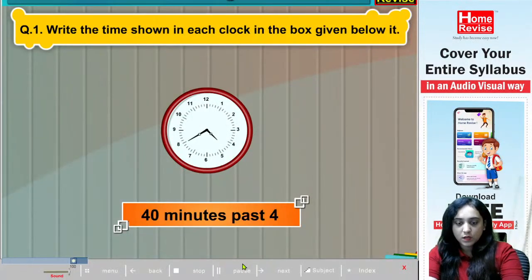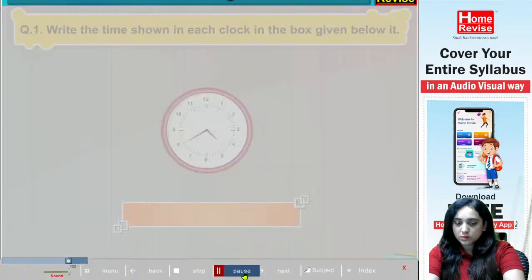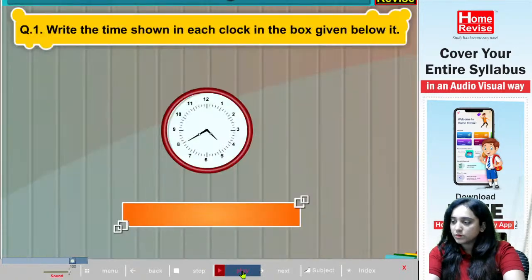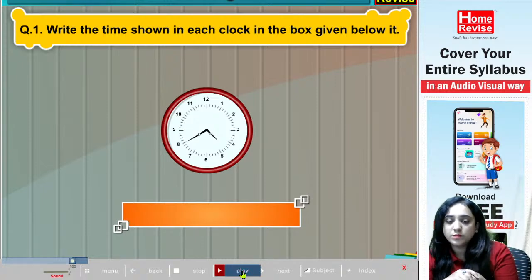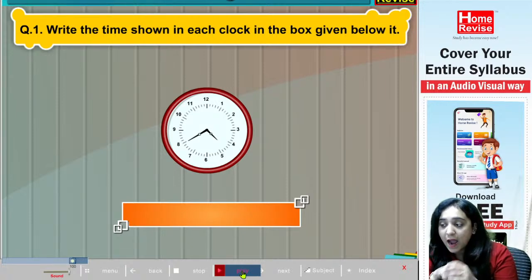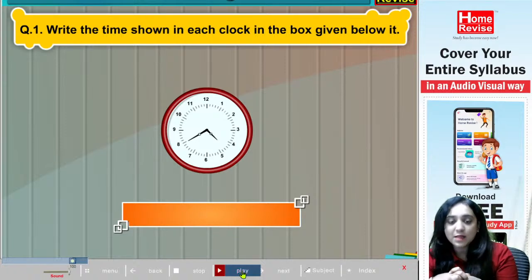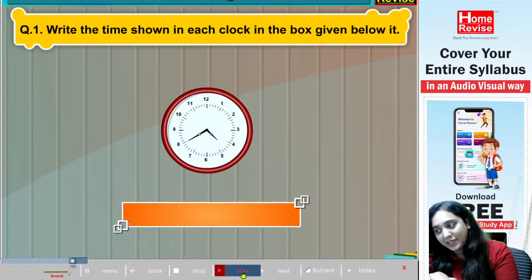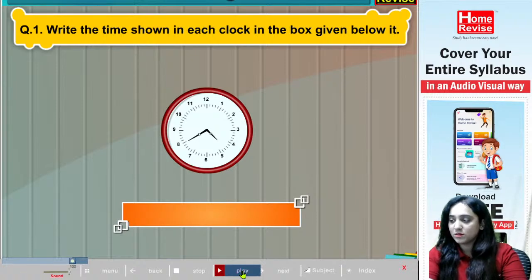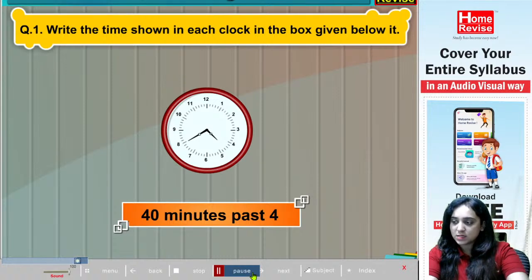What is the time being shown in this clock? 4. What is the time shown in this clock? The hour hand is somewhere after 4, between 4 and 5, and the minute hand is on 8. Very good, 40 minutes past 4. Okay, is everyone understanding this? Good.